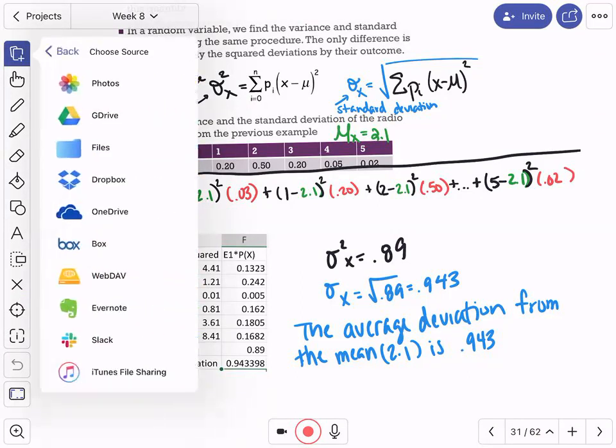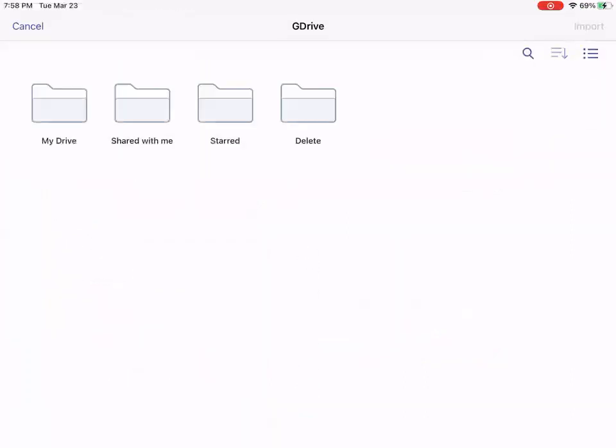That would be a file. That would be in my G drive.